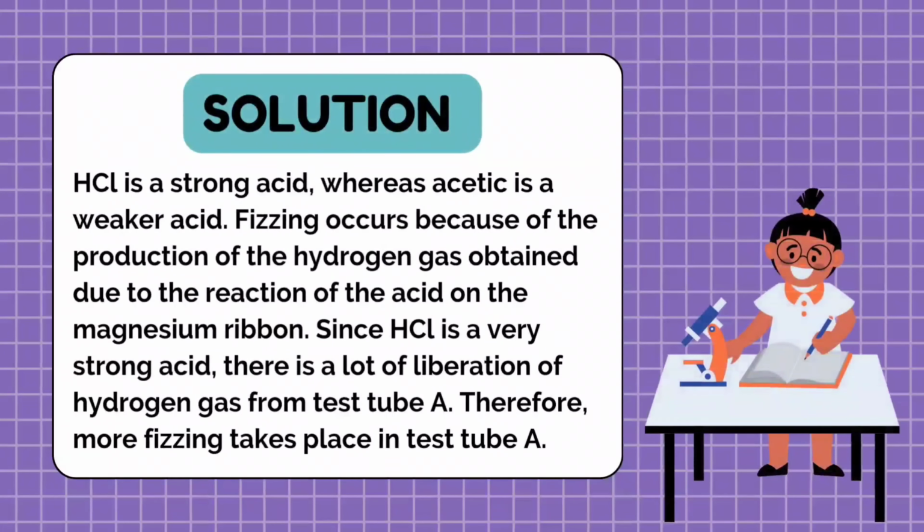Solution. Hydrochloric acid is a strong acid, whereas acetic acid is a weaker acid. Fizzing occurs because of the production of hydrogen gas obtained due to the reaction of the acid on the magnesium ribbon. Since hydrochloric acid is a very strong acid, there is a lot of liberation of hydrogen gas from test tube A. Therefore, more fizzing takes place in test tube A.